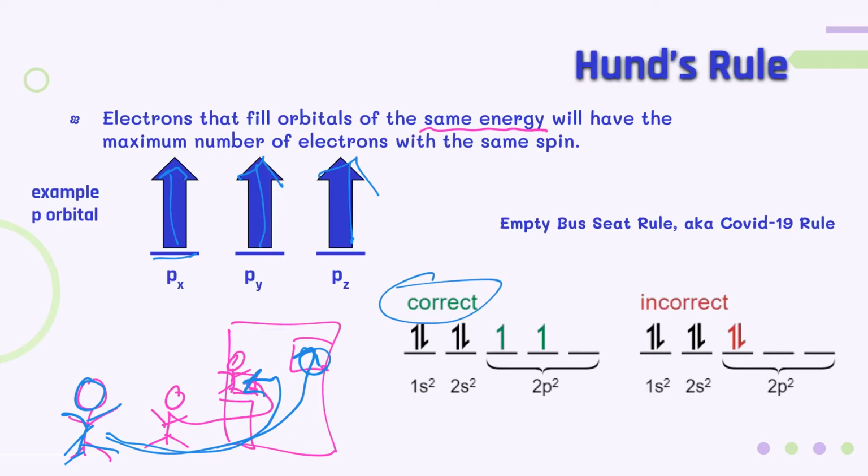In this correct version, the 1s has a pair because the 1s orbital can only hold at max 2 electrons. Same goes for the 2s. 2s has a doubled up pair because it can only hold 2 electrons. Then, when we get to the p orbitals, it has 3 directions, remember? And we have 2 additional electrons to fill up. It's not going to look like this because they're in the exact same energy level, and so they can spread out just like an empty bus seat.